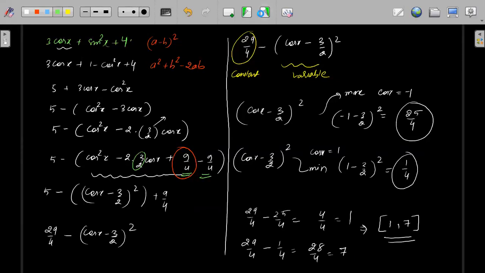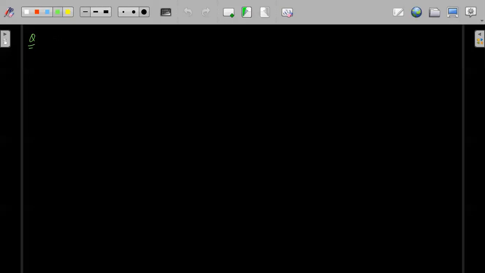Okay, let's do the next question. So the next question is 15 sine square x plus 16 cos square x plus 3 cos x plus 1. No, wait, let's take something else. Instead of 15, take 13. 13 sine square x plus 16 cos square x plus 3 cos x plus 1. Find the range.